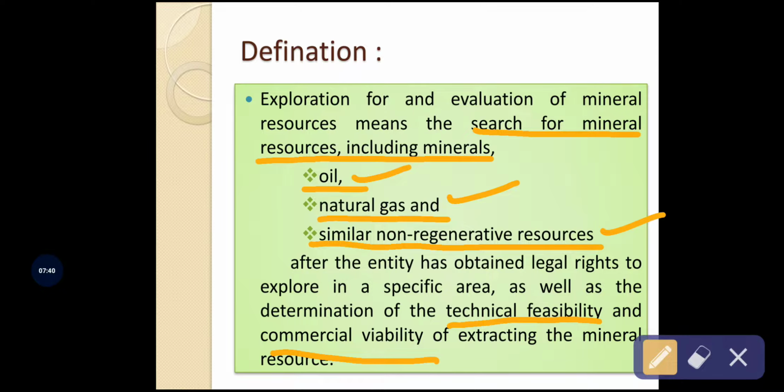So the company will not only concentrate on the technical feasibility, that is, importing the technological know-how from another country, which ultimately supports the business organization in carrying out the exploration and evaluation of the mineral resources. Similarly, after determining the technical feasibility, the company will analyze the commercial viability, that is, the expenditure, the cost incurred for the exploration and evaluation of the mineral resources. As much as possible the company will reduce the cost, reduce the expenditure, so that it will yield the maximum profit.